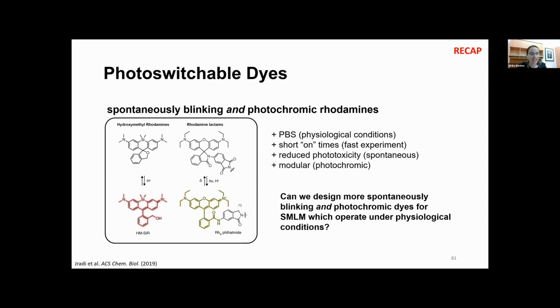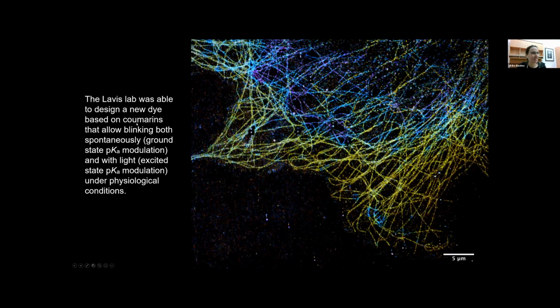And they were actually able to come up with new dyes which can spontaneously blink, and also dyes which have so-called photochromic properties. So they don't necessarily spontaneously blink, but you need an external wavelength in order to make sure that they emit a signal. And so just to the question, yes, they were able to do this. And these dyes are right now based on so-called coumarines.